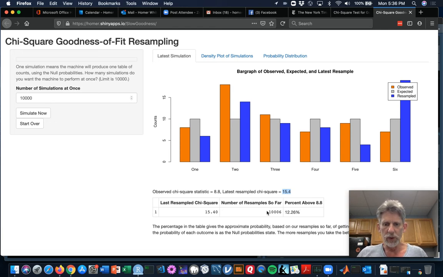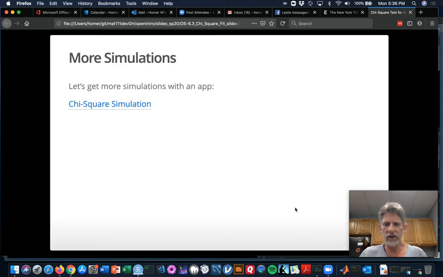But what's most important is that I have now tried this 10,006 times, and 12.26% of the time I've gotten at least 8.8 for a chi-square statistic. So it's not all that unlikely to get an 8.8 or higher if the die is fair. That's what this app is teaching us now. I'll leave it for a minute and go back to the slides.